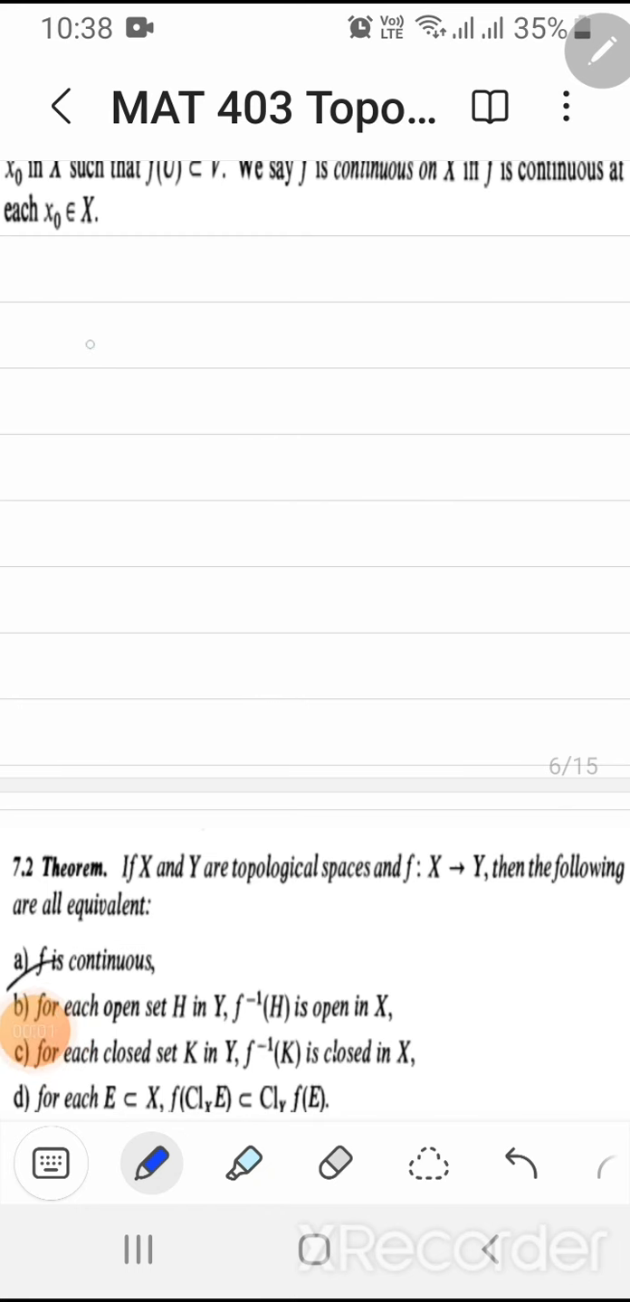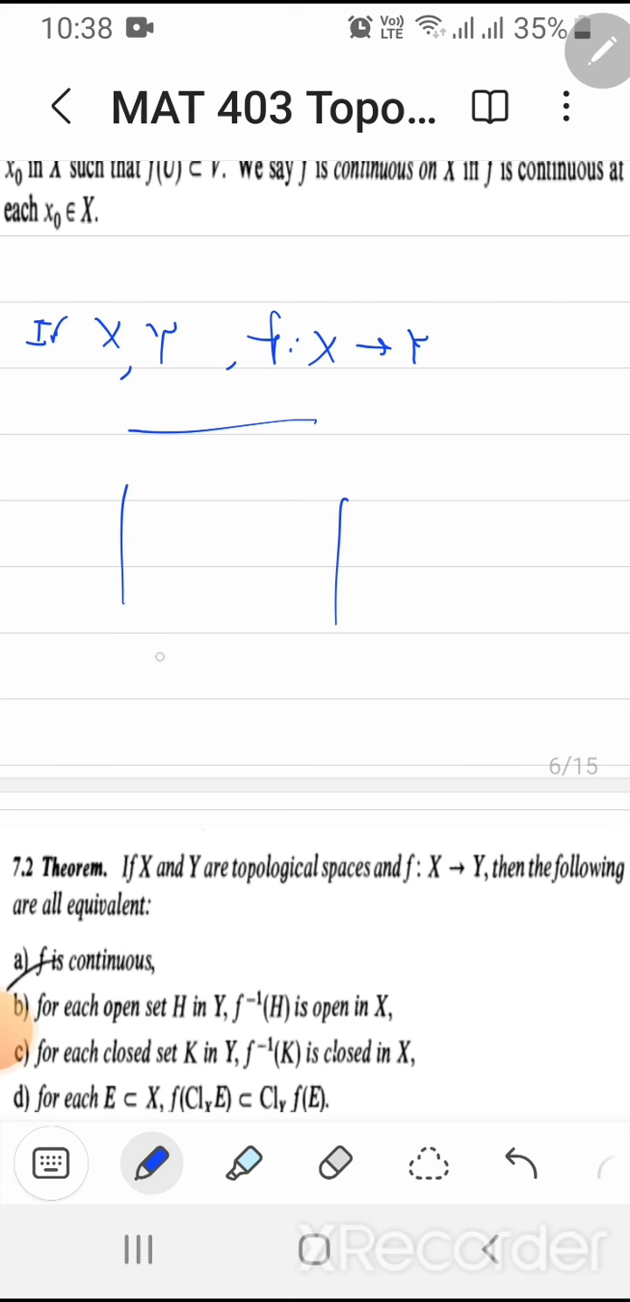Now the next theorem: if X and Y are two topological spaces and we have a function f from X to Y, then the following conditions are equivalent. There are four conditions which are equivalent: a, b, c and d. The first condition is a, that is, f is continuous.